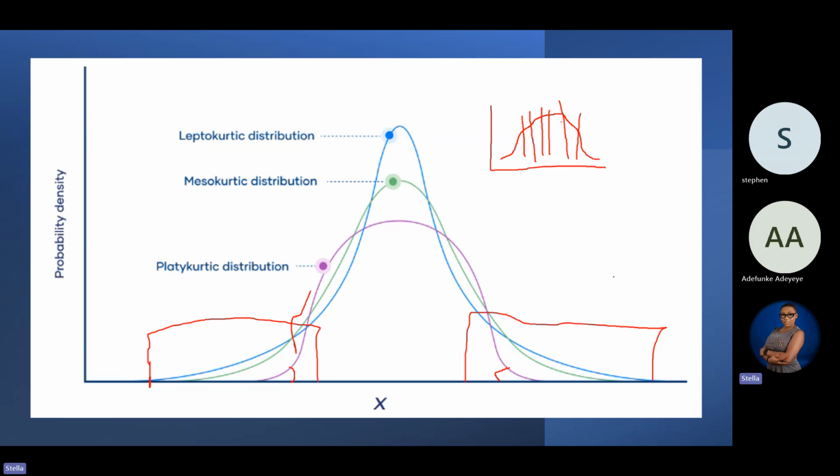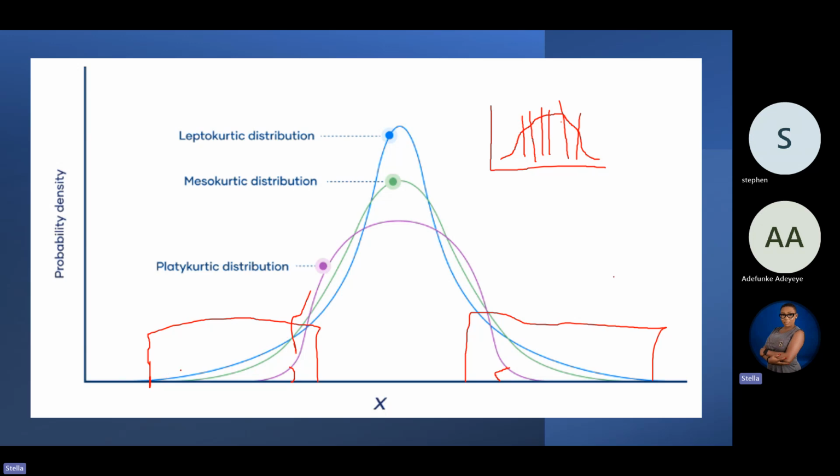Very thin tails. Now, platykurtic is not a normal distribution. It has thin tails. Our normal distribution is mesokurtic, right? Now, if you have leptokurtic, notice that leptokurtic is this big one, the blue, right? This is mesokurtic. It has fatter or larger tails.